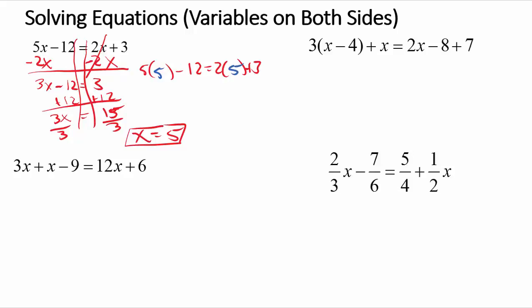So 5 times 5 gives me 25 minus 12 is equal to 2 times 5 is 10. So that'd be 10 plus 3. And we'll check this out. 25 minus 12 is 13. 10 plus 3 is also 13. So we know we have the right answer there. That is true. So x equals 5 is the solution to this equation.